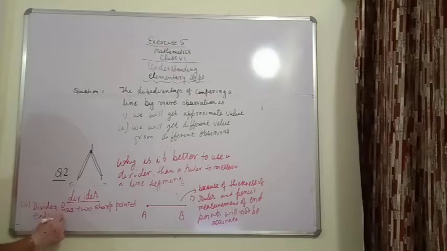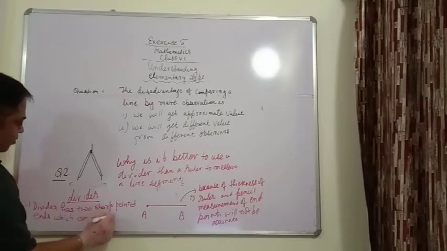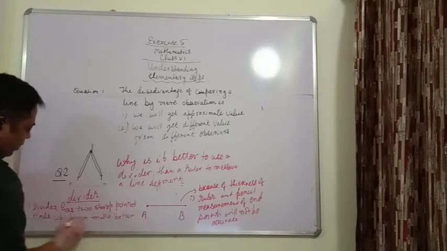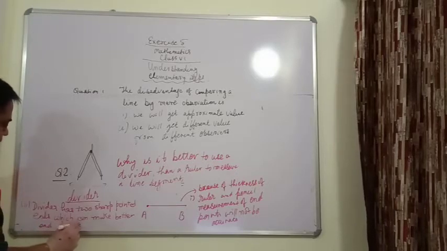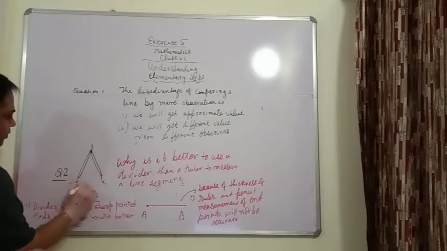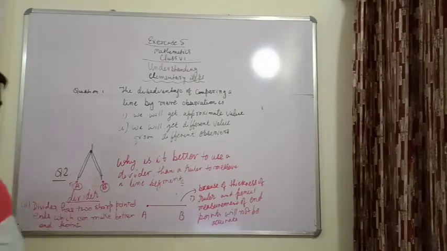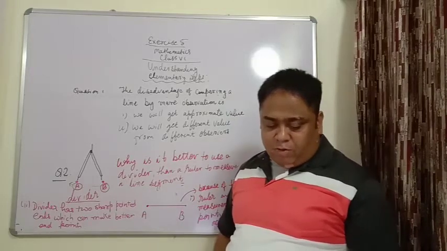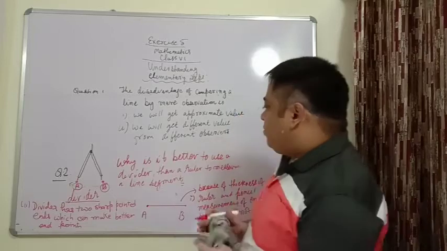Which can make better points, better end points. So to mark 2 points, it is good to use divider than to use a thick pencil and a ruler. But if you use a sharp pencil and a good scale, this problem can be avoided. You can still do good. We'll go to question number 3 now.